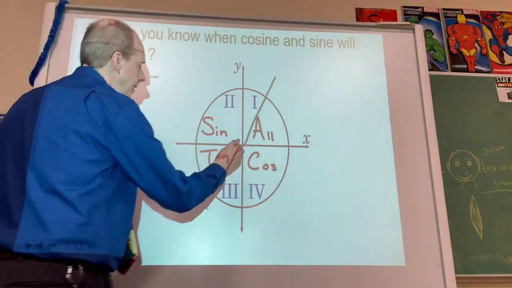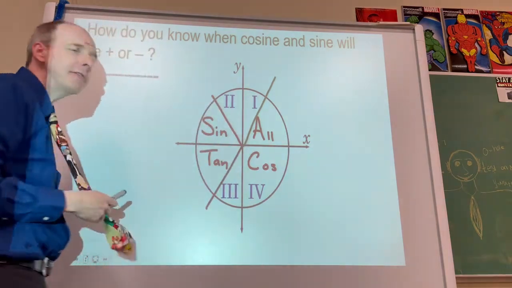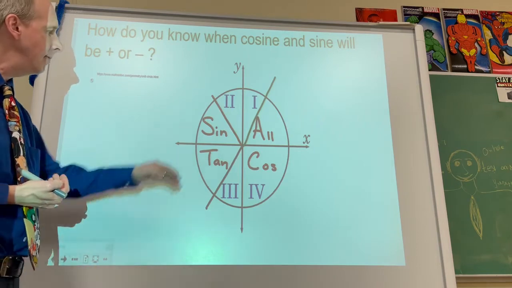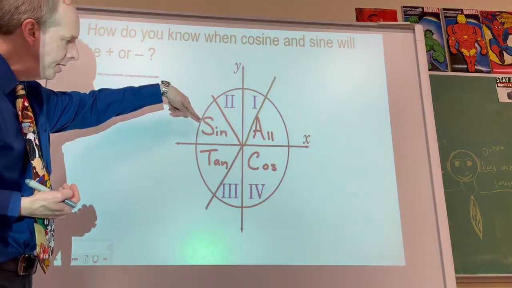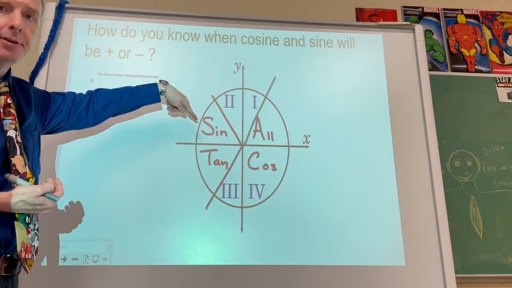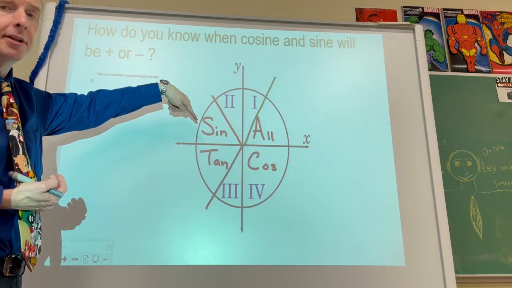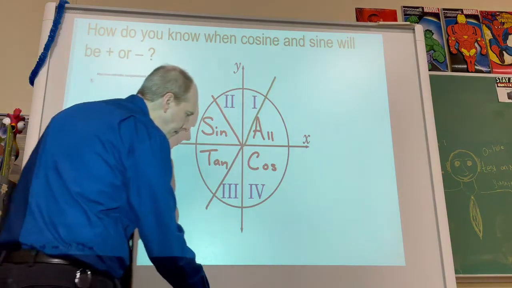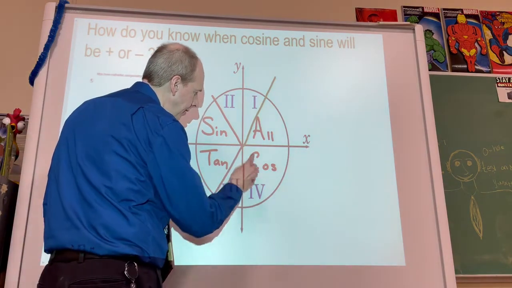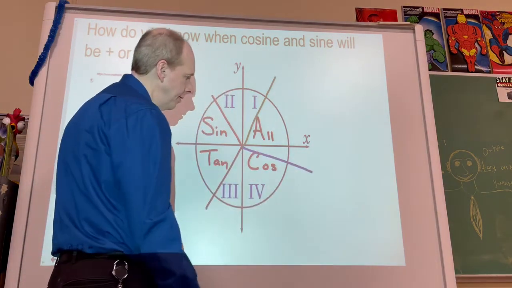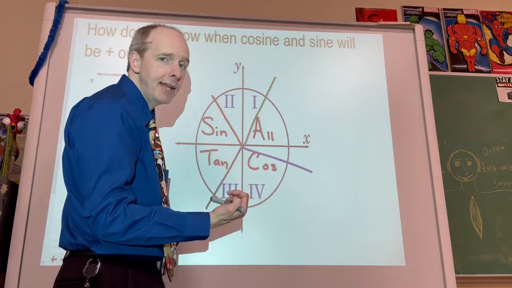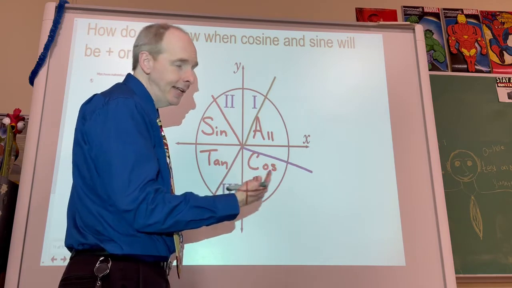What if I give us an angle over here? Who's going to be positive, who's going to be negative? Well, let's see, in this quadrant, sine is positive, but that makes cosine and tangent both negative. One more. Let's say we are down in this quadrant. Who's positive? Cosine. So who's negative? Sine and tangent.